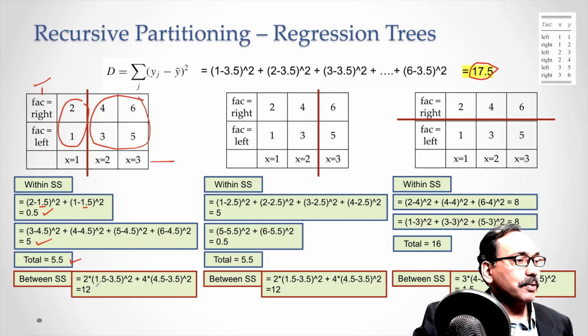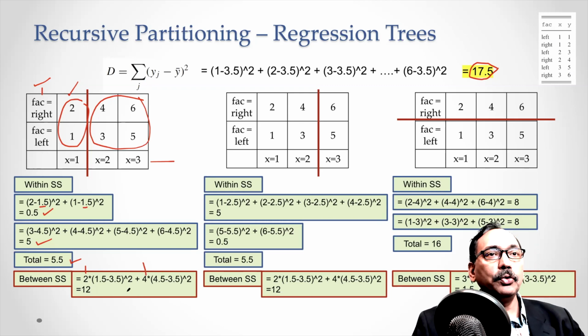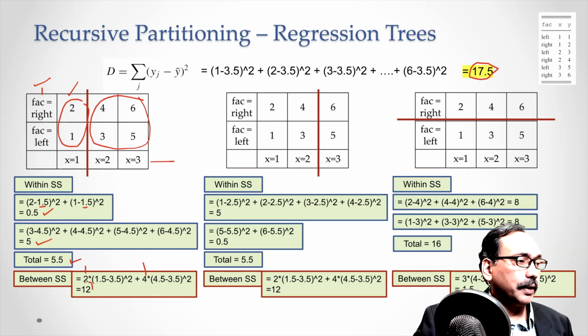And for between sum of squares, if you calculate for this data, you have 2 data points in this group and 4 data points in the second group. I'm simply using that formula. You get a between sum of squares of 12.